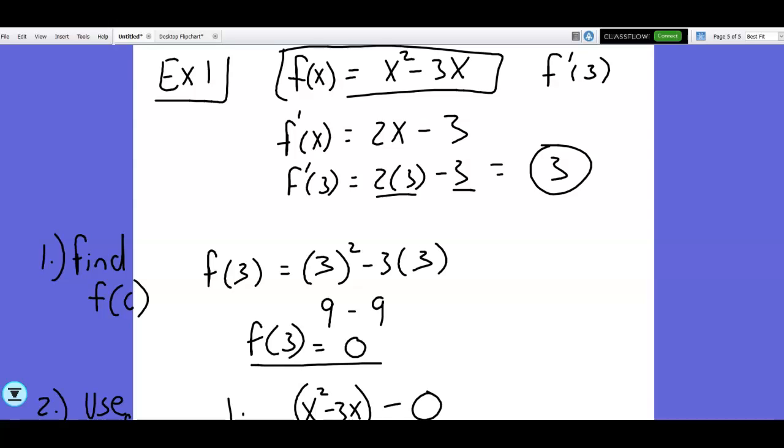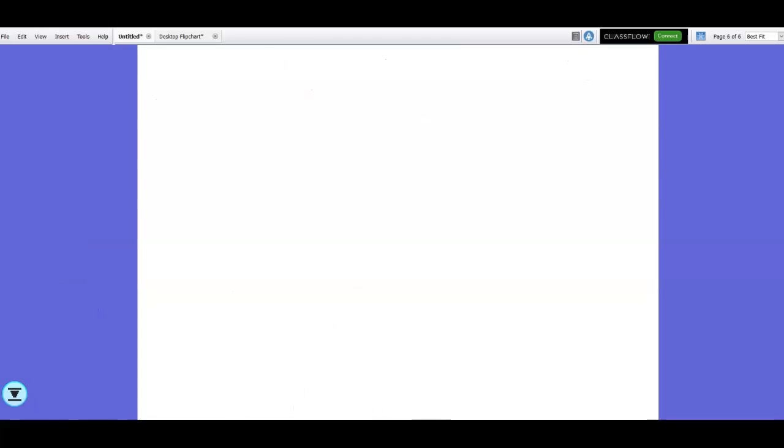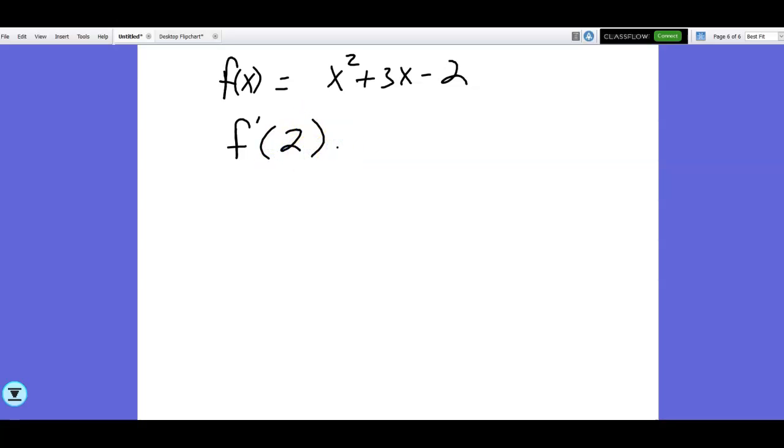All right, so I'm going to let you guys try one of them. So here's one for you. I gave you guys y equals x squared plus 3x minus 2. And instead of using y, I guess I better use f of x just so we don't get too confusing here. And let's say I asked you guys to use the alternative form to find f prime of 2. Okay?